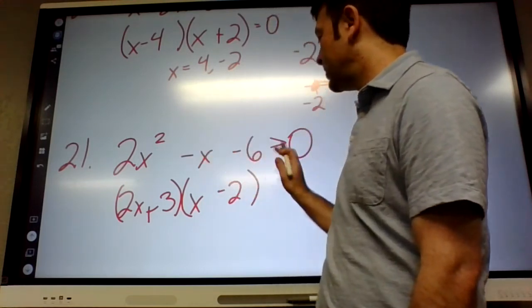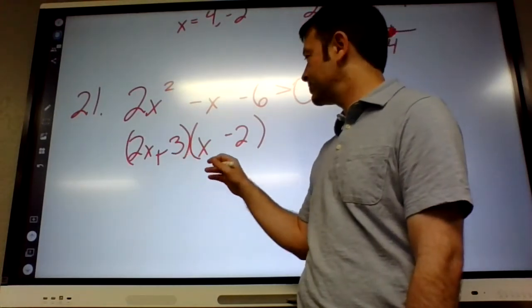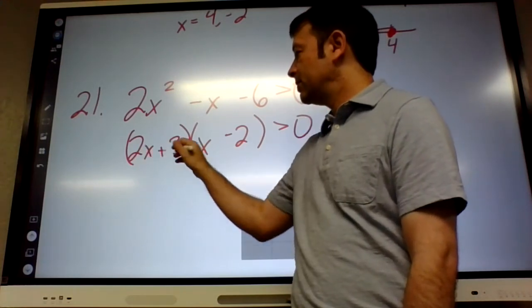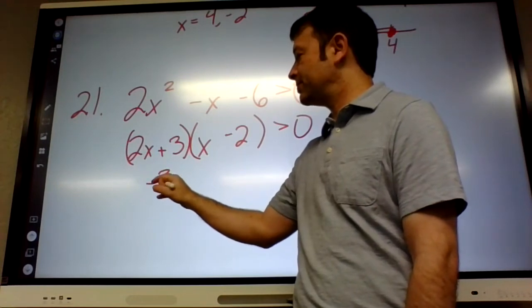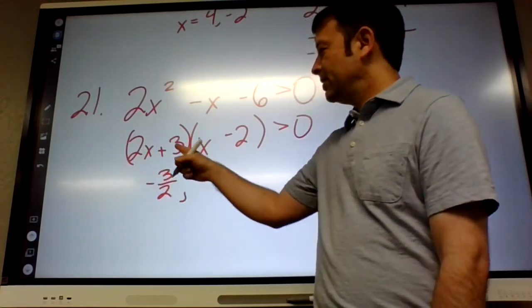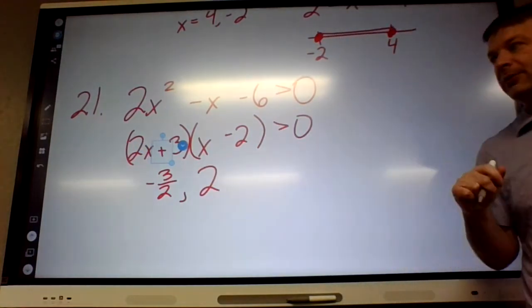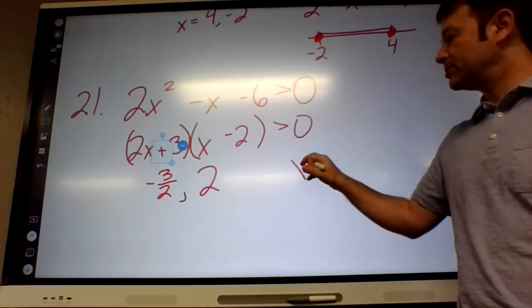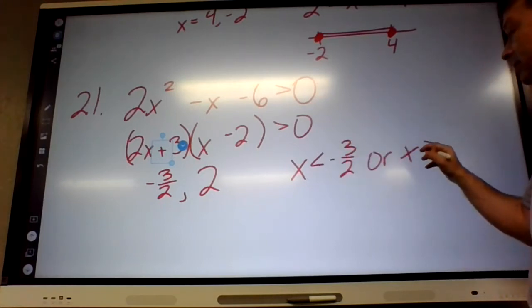Okay, anyway, so what are the two numbers that would work for this? -3 over 2. Right. Again, if you're not good at factoring, you can still use the quadratic formula, just can't screw it up. -3 over 2 and 2. Okay, how do we set up greater than problems? X is smaller than the small one or bigger than the big one. So x is less than -3 over 2 or greater than 2.